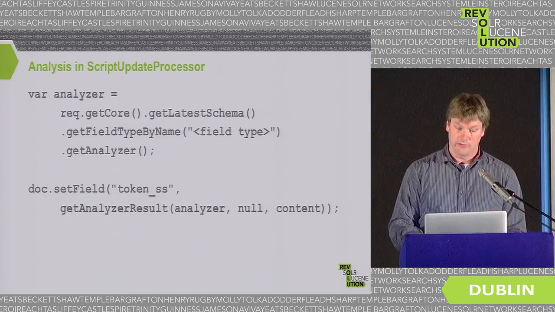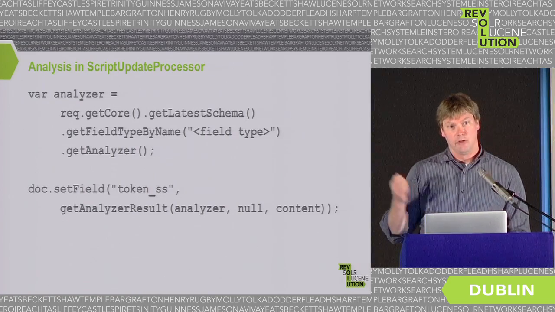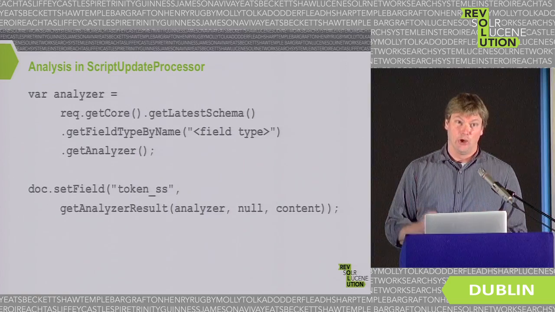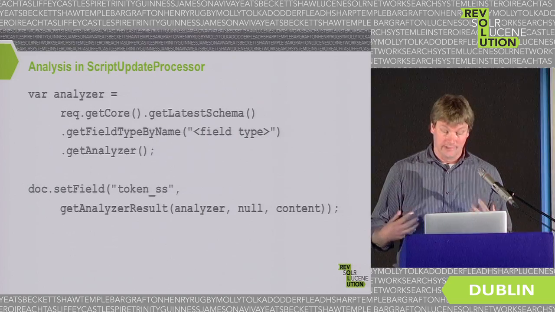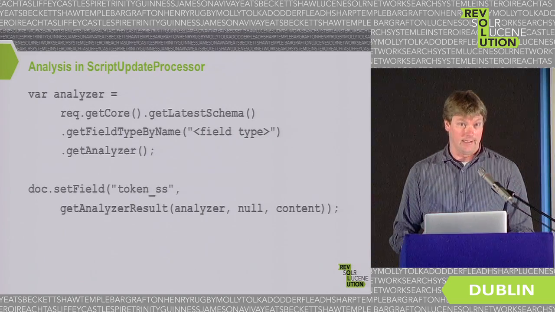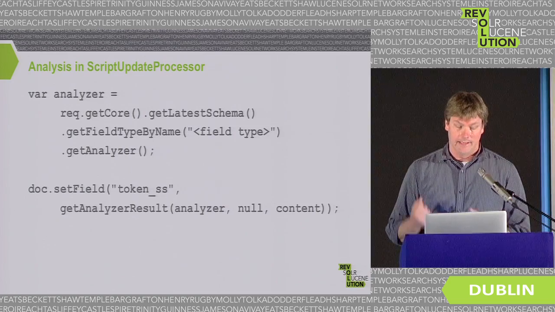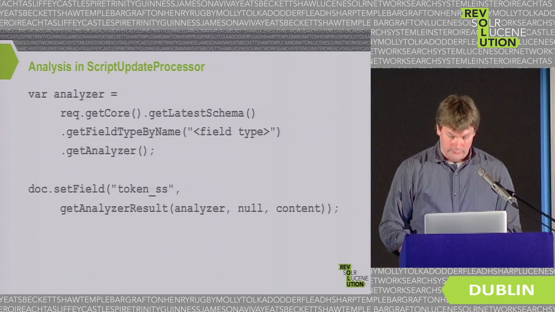And this context here is within this script update processor, to be able to run the analysis chain, get the tokens back, and then use those tokens in some way. In this example, it's just taking that array of strings of tokens that it extracted and handing them right back as a string field.